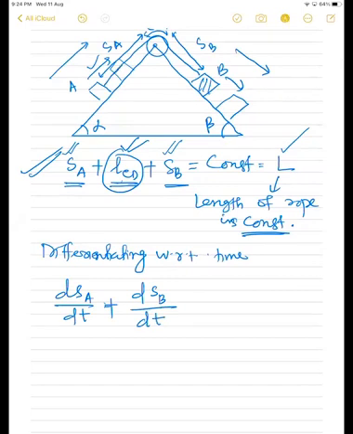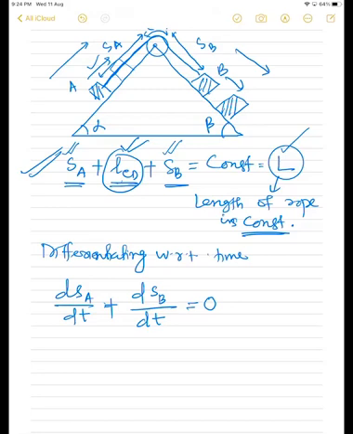How is this length changing? The length of the rope that is connected to the A block is changing, right? The length of the rope that is connected to the B block will also change. Yes or no? Getting it? So d(SA + SB) by dt is equal to dL by dt, but L is remaining constant. And what is the derivative of a constant? What is the derivative of a constant? Zero, right? Yes. So that means how the length of the rope will be changing, that will give me what?